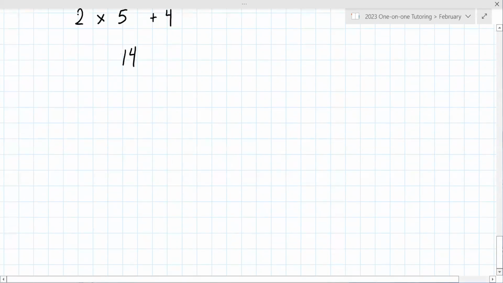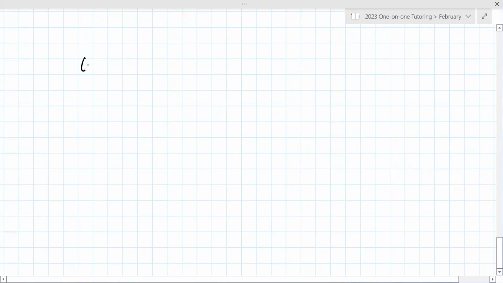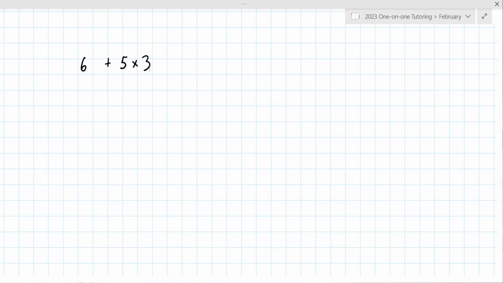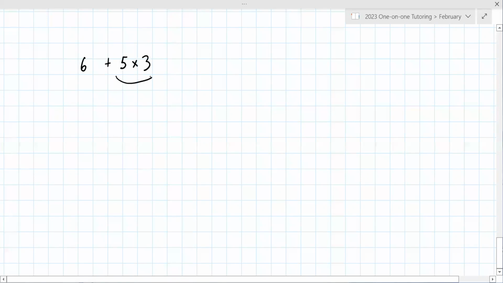Very good. Let's try another one here. How about 6 plus 5 times 3? Again, which comes first, the addition or the multiplication? The multiplication. Okay, so you've got to multiply those together. 5 times 3 is 15. 6 plus 15 is 21. You got it.